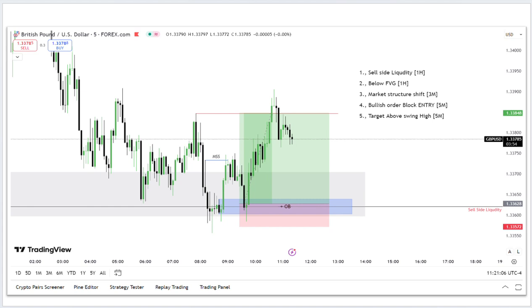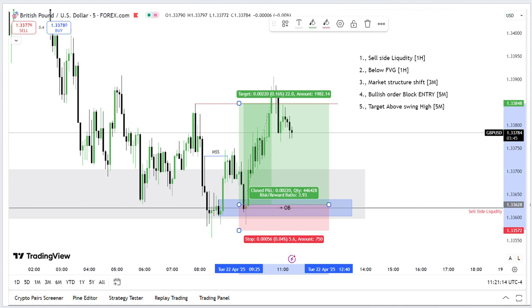Finally I got my entry in the order block. I think the market will go above. My target has been hit. I think you understand how I took the trade. After that, a super trade, within 1 hour my target was taken.